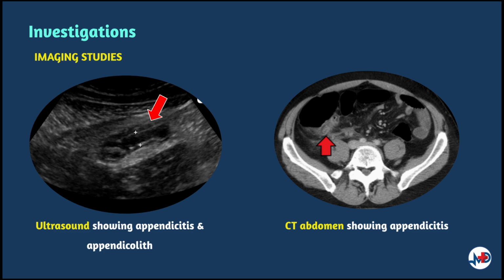Other than these two investigations, you could also use a radionuclide scanning, which is very rarely done in the case of appendicitis. Localized uptake of the tracer in the right lower quadrant would suggest an appendiceal inflammation. And finally, an MRI can be used in pregnant ladies if graded compression ultrasonogram is non-diagnostic.